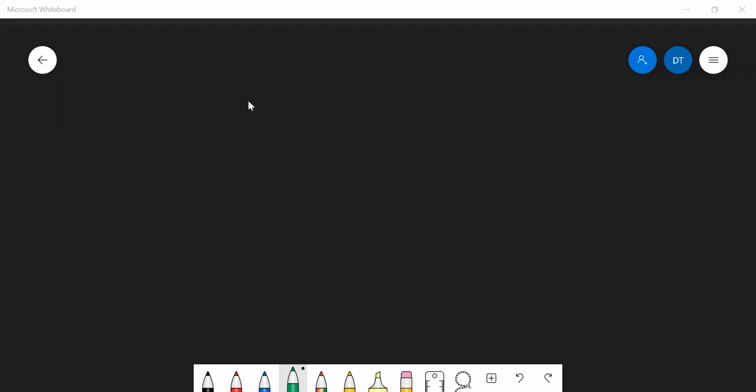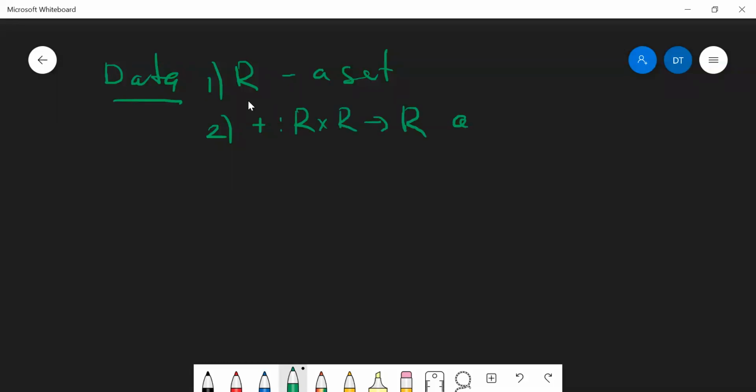So let me repeat the definition. What is a ring? You have a set. You have an operation called plus, and this is addition. And you have another operation which is called multiplication and is denoted by the dot. And this is multiplication. And then you want the axioms.